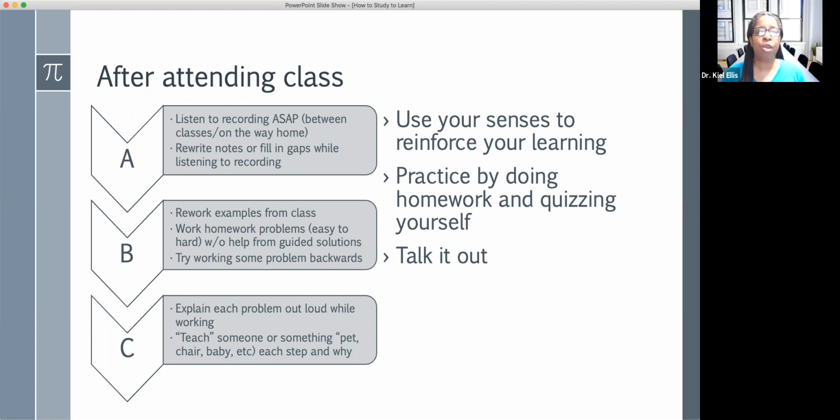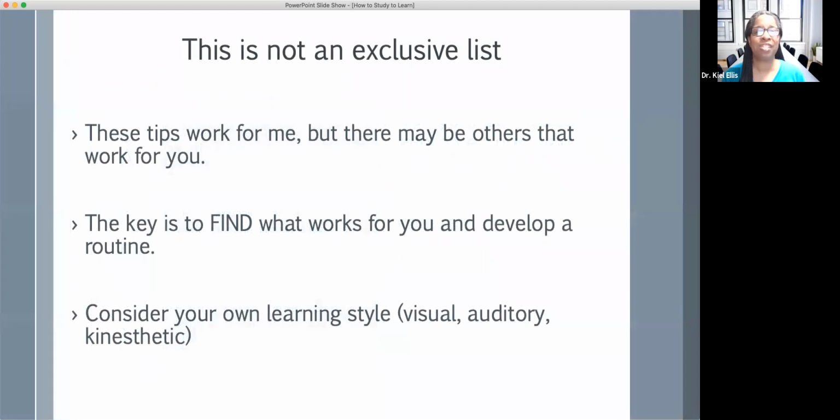Talk it out. Explain your problem to yourself while you're working it out, or teach someone else. Teach your baby, teach your pet, teach your chair. It may sound silly, but teaching is learning a second time. We want you to learn it well enough to teach it. So practice teaching it. We don't just want you to learn it well enough to get an A. We want you to learn it well enough to teach it.